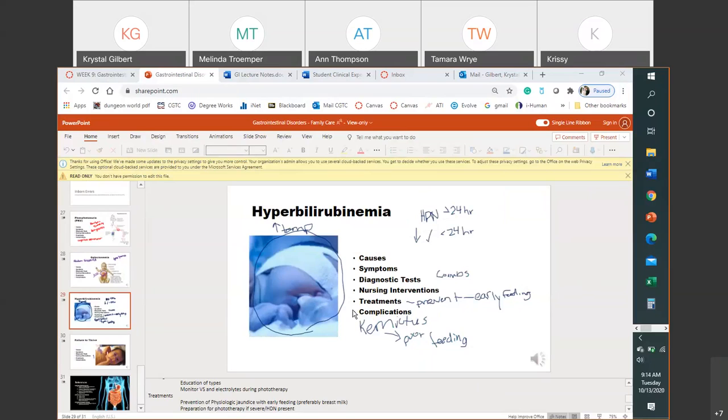The buildup of those broken red blood cells. Can't think of the term.